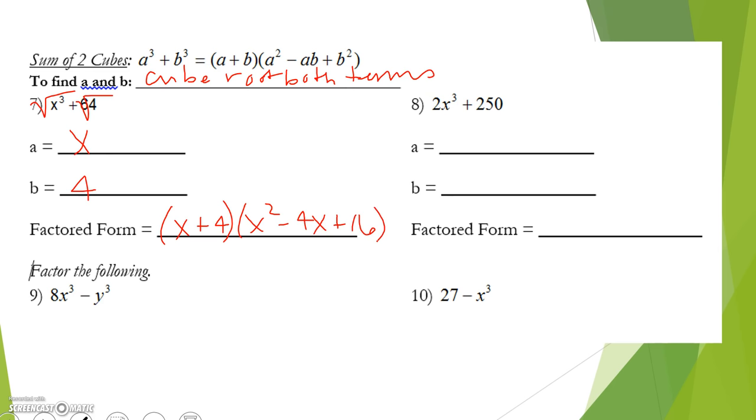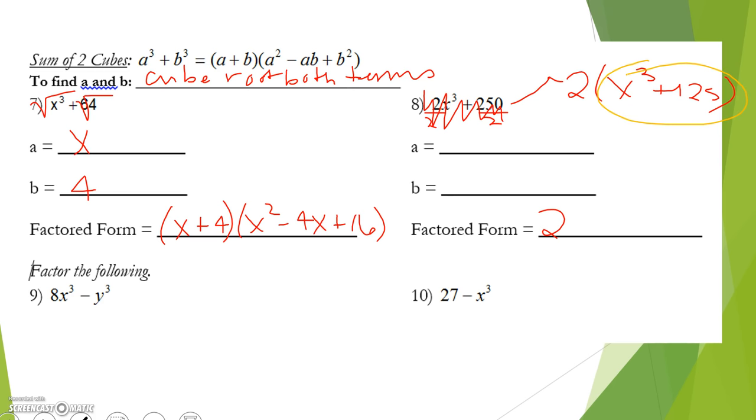Number 8, this one has a GCF. So the other ones didn't, so I didn't bother mentioning it, but this one does. So off to the side, it has a GCF of 2. I divide both of these by 2. I get x cubed plus 125. So I take that GCF and I put it right on the answer line, and I forget about this problem, and I solely focus on this new problem inside the parentheses. So I cube root both terms, so I get x, and I get 5. So I fill it into my formula, a plus b, a squared, minus a times b, 5x, plus b squared, which was 5 squared, 25.